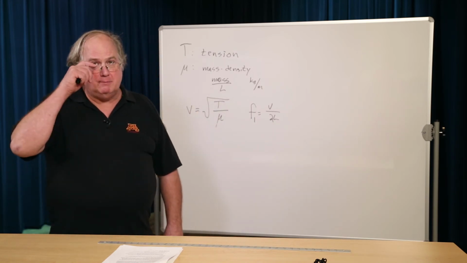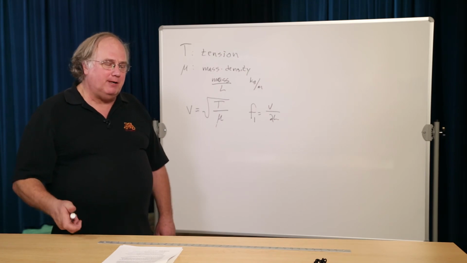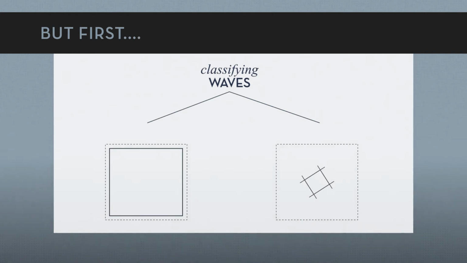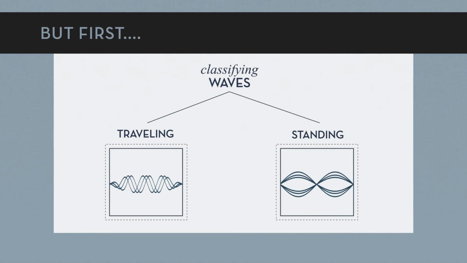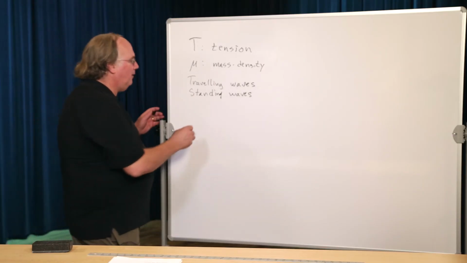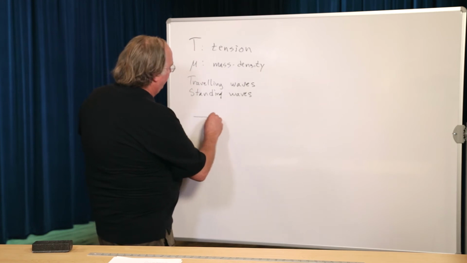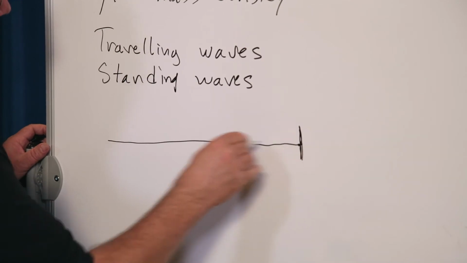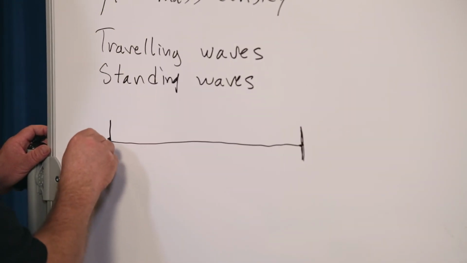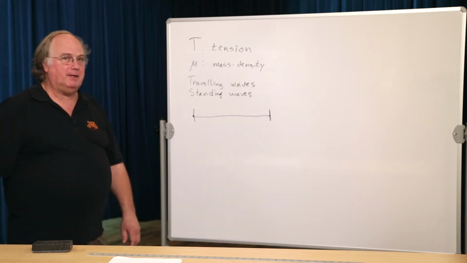Okay, now we're going to do some experiments with waves in a string. But first we've got to talk about yet another distinction waves have, and this is the difference between traveling waves and standing waves. And what's that distinction? Well, the basic idea is that if you have waves in a string that's tied to a wall at both ends, so it's tied to something very large.